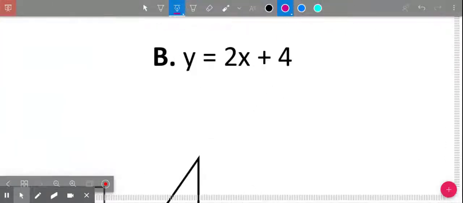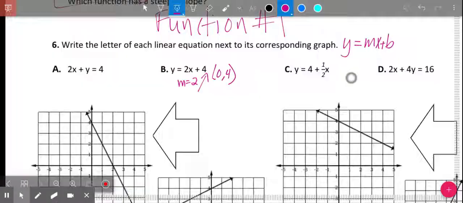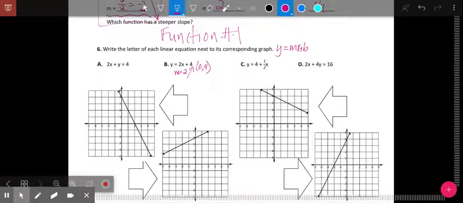So that's going to be b is 1. So for b, my y-intercept is 0, 4. My slope here is 2. Since my slope is positive, that means it needs to be going up. That's all I really probably need to know to find my answer. So first we look at which ones are going through positive 4. That's my y-intercept.